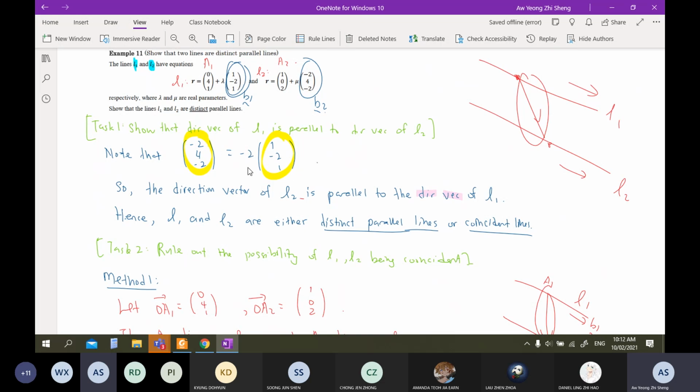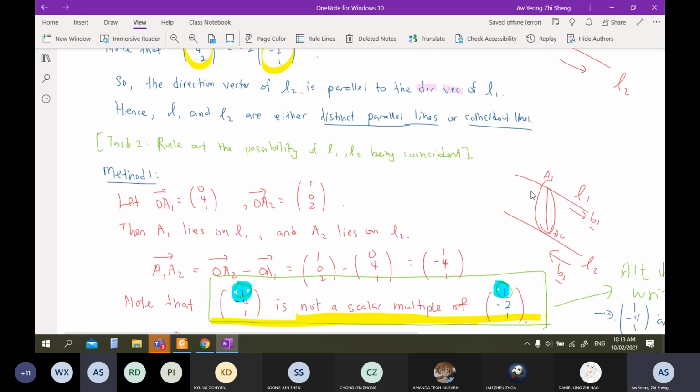Then you conclude that there are two possibilities. The lines are either distinct parallel lines or coincident lines. And then you need to perform the second task where you want to rule out the possibility of them being coincident. There are two methods to perform the second task. Method 1 is to construct a vector directed from a point on L1 to a point on L2, and notice that this vector is not parallel to the two lines.